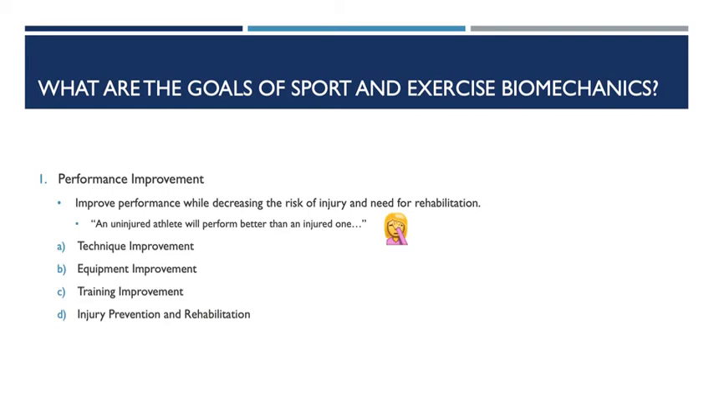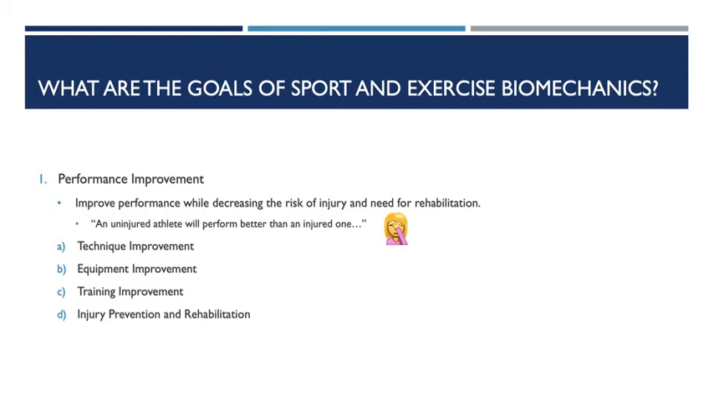The ultimate goal of sport and exercise biomechanics is performance improvement in exercise and sport. A secondary goal is injury prevention and rehabilitation. As stated within the text, an uninjured athlete will perform better than an injured one. As many of you probably already knew or assumed this, it is easy to make the connection between why performance improvement is so closely related to injury prevention. However, often there are cases where athletes are injured or not functioning as they should, and they are completely unaware of it.